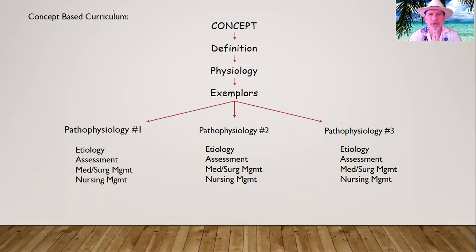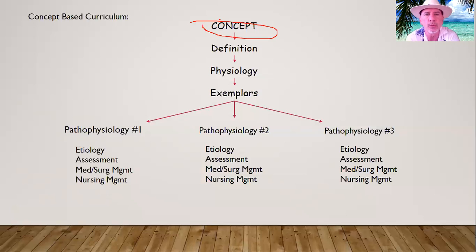So what are we going to do instead? Instead, the nursing model now for concept-based nursing is to start with a concept. A concept can be something like mobility, infection, inflammation, psychosocial issues, adapting to activities of daily living. This is what we do. This is where the rubber meets the road for nurses.